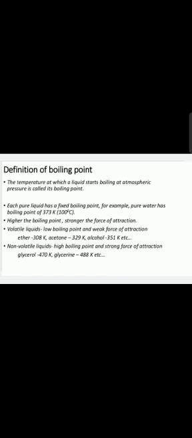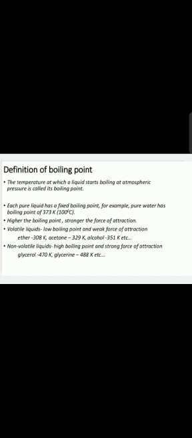Definition of boiling point. The temperature at which a liquid starts boiling at atmospheric pressure is called its boiling point. Each pure liquid has a fixed boiling point. For example, pure water has a boiling point of 373 Kelvin, which is equivalent to 100 degrees Celsius. Higher the boiling point, students, higher will be this force of attraction.